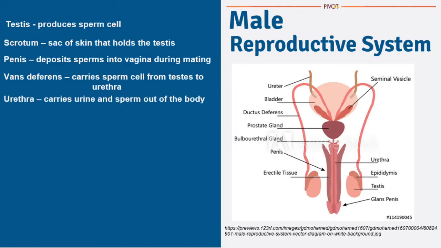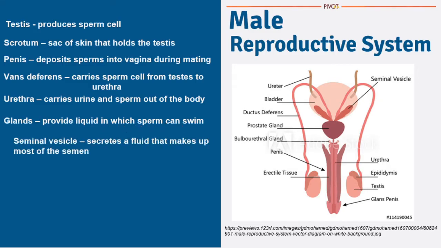Next is the urethra, which carries urine and sperm out of the body. So the urine and the sperm cell have the same passageway, which is the urethra. And then we have glands in the male reproductive system, which provide liquid in which sperm can swim. Remember that for sperm cells to live, they must have a convenient or acceptable environment. So the glands provide that environment for the sperm cells.